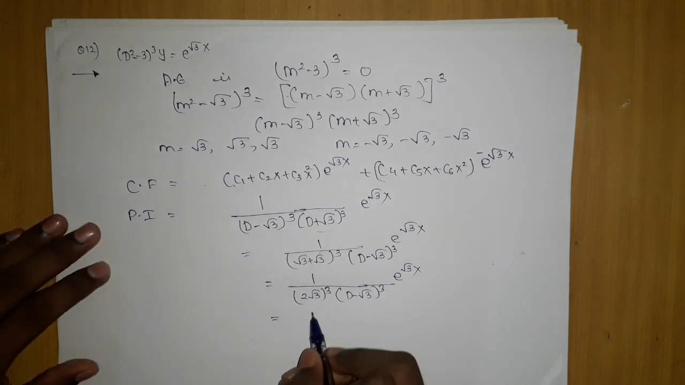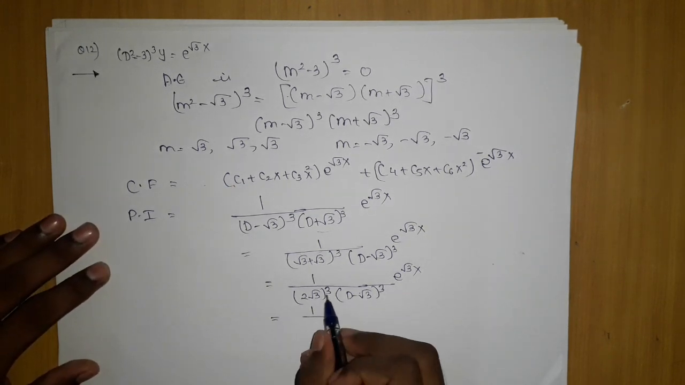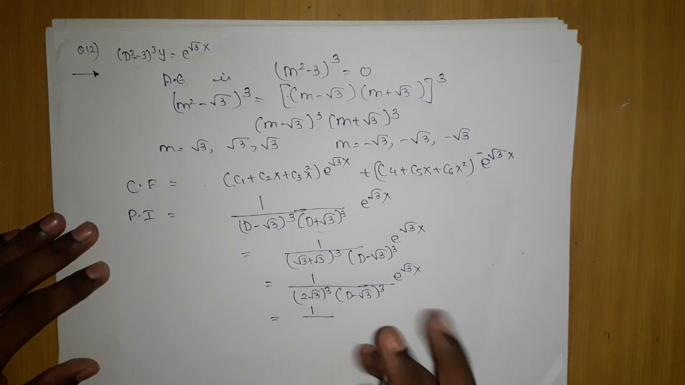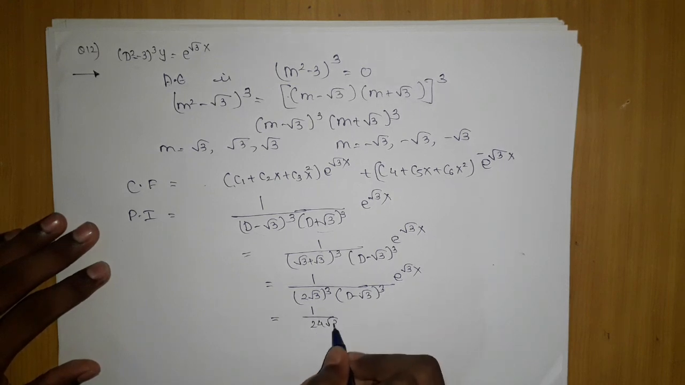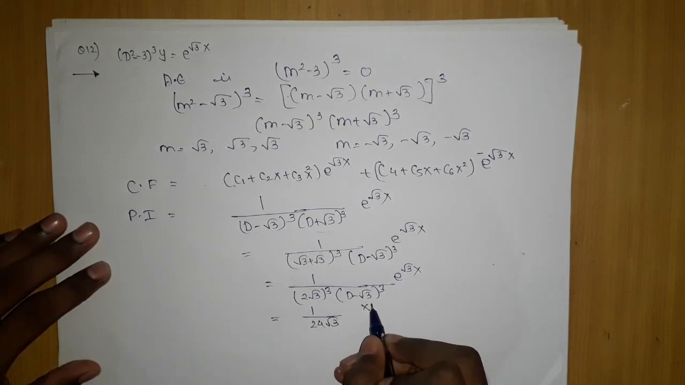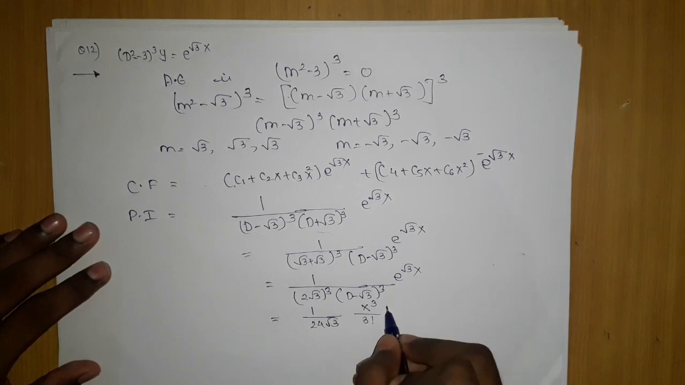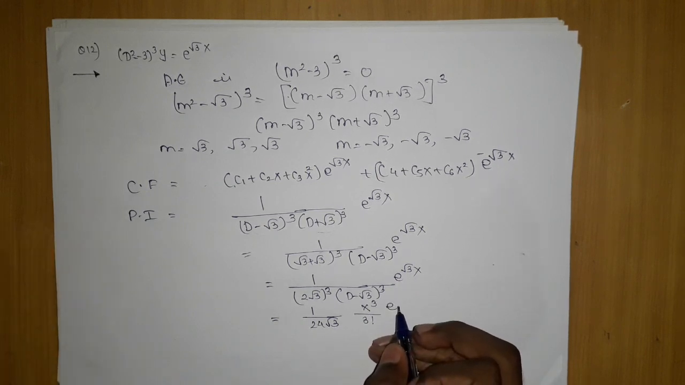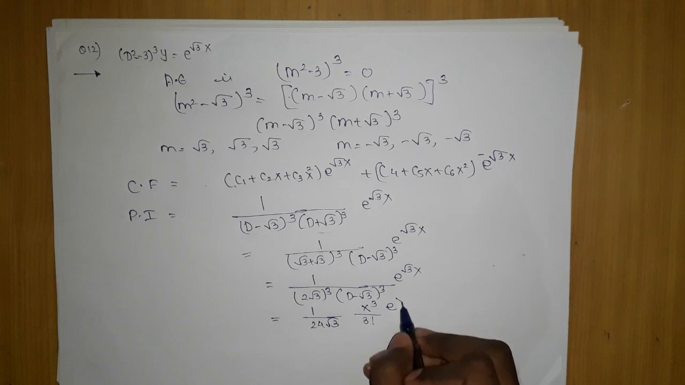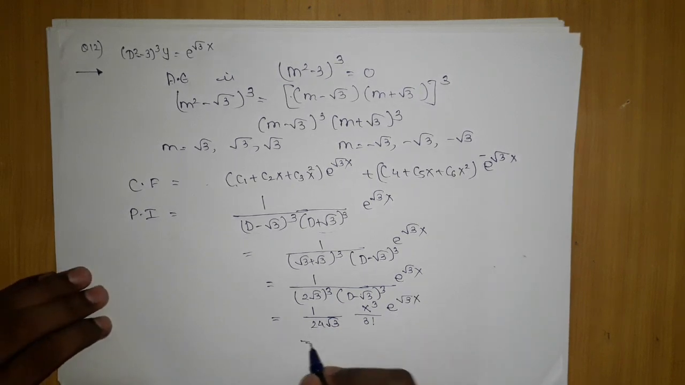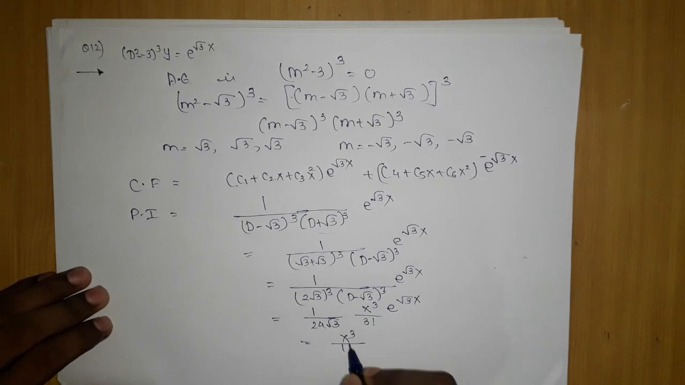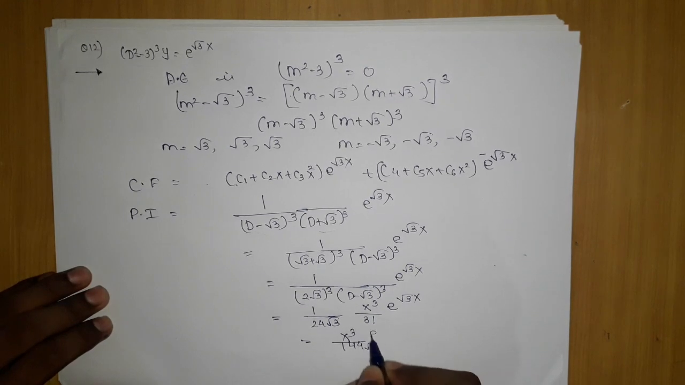So if you do the cubing, it will be what? 2 cube is 8, and 8 into 3 root 3 is nothing but 24 root 3. That is the final thing, and here x power 3 by 3 factorial into e to the power root 3x. So if you multiply by 3 factorial, finally you are going to get 144 root 3 e to the power root 3x.